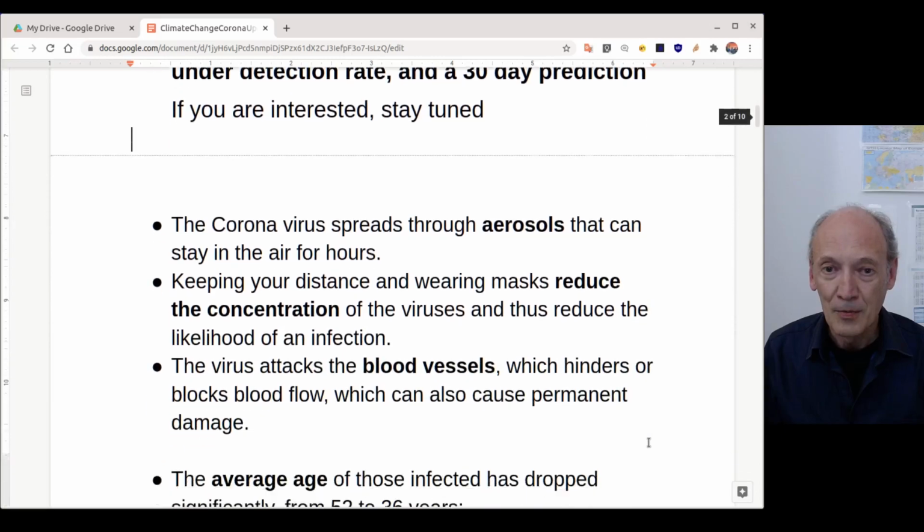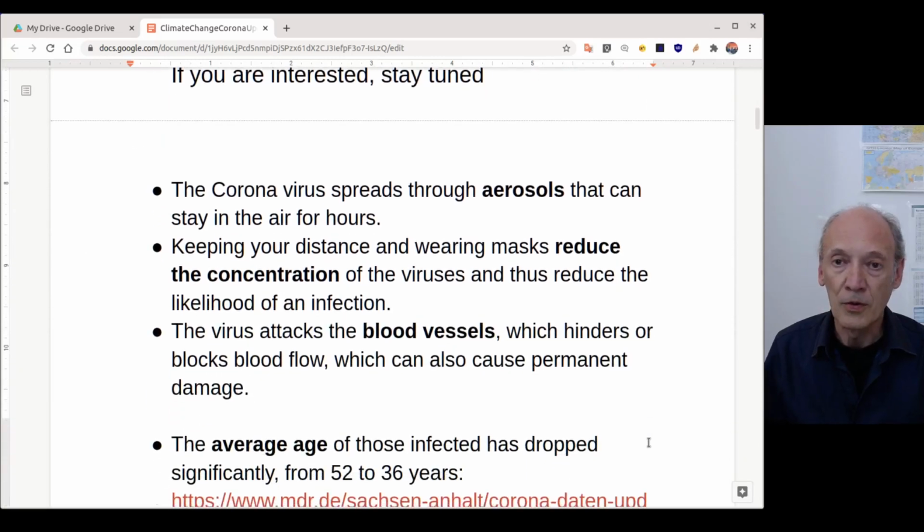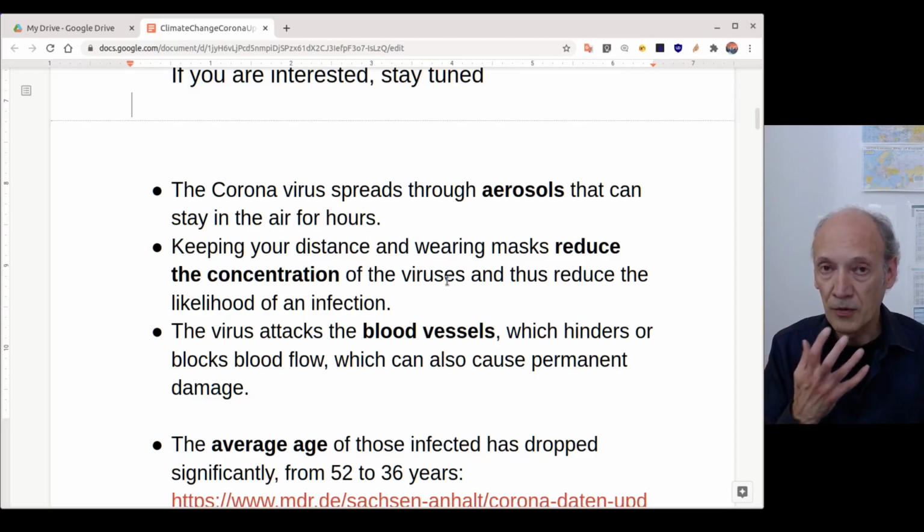So, what we know in the meantime about the coronavirus is that it spreads through aerosols that can stay in the air for hours. So that's the dangerous part, especially staying indoors. And keeping your distance and wearing masks reduces the concentration of the viruses and thus reduces the likelihood of an infection. So basically a mask first distributes the viruses when you breathe out, and it also reduces the concentration when you breathe in. So that's the good news.